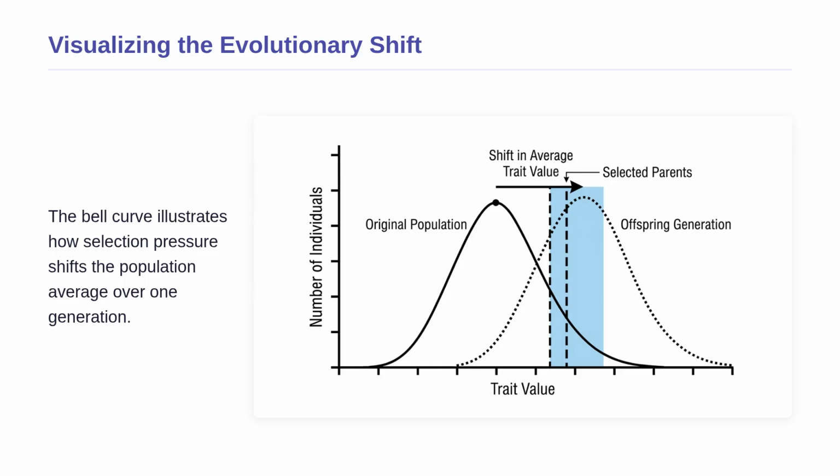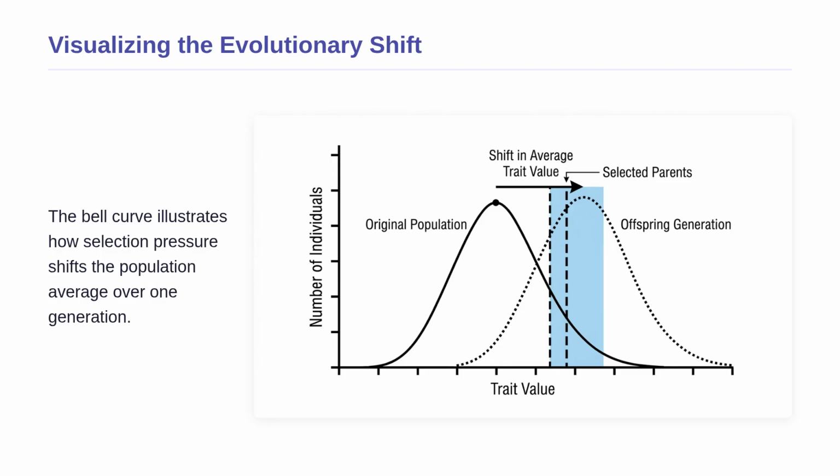Now, let us visualize exactly what this evolutionary shift looks like. On your screen is a graph where the horizontal axis represents the trait value, like beak size, and the vertical axis is the number of individuals. The solid bell curve shows our original population. Notice the shaded blue region on the far right? These are the selected parents who survived the environmental pressure.